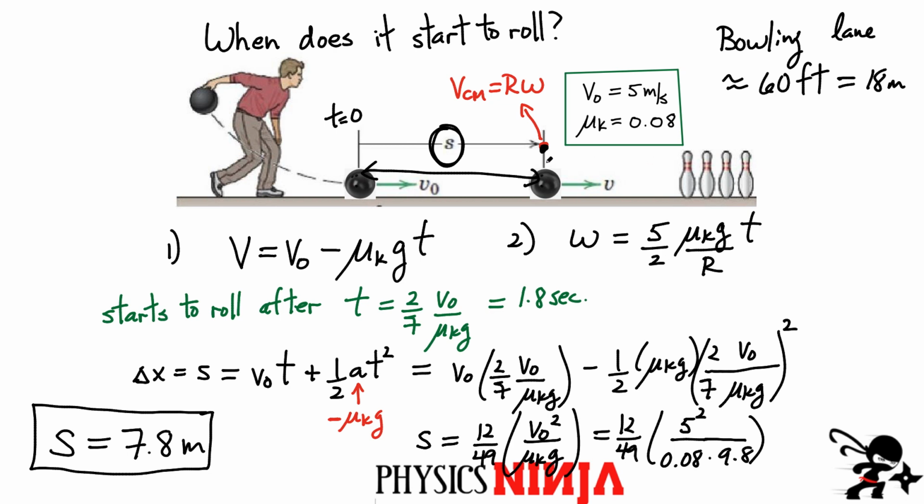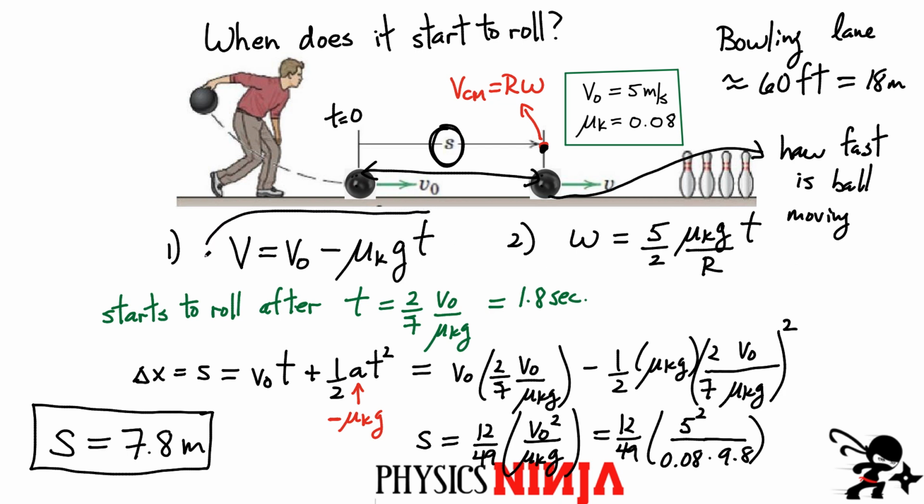The other thing you can ask yourself is how fast, once it gets over here, how fast is it moving? How fast is the ball moving when it starts to roll? And again, you simply use our kinematic equation. You can use my equation over here. You know the time, our time is 1.8 seconds. We know the initial velocity was 5. Therefore, you should get something smaller than 5. So at this point over here, once it starts to roll, I found a velocity of the center of mass, which was approximately 3.6 meters per second.